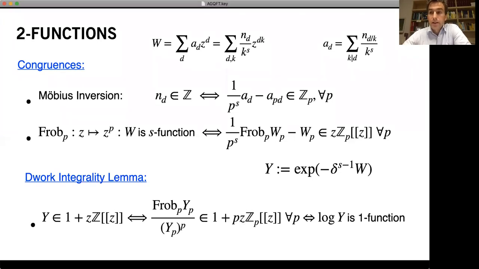And actually, the point is that these functions are a generalization of this, because this is equivalent to the log of y, which is the W, as I just said, being a one function. Okay, so that's maybe where this can be related to something that actually has been studied before, and is some topic.